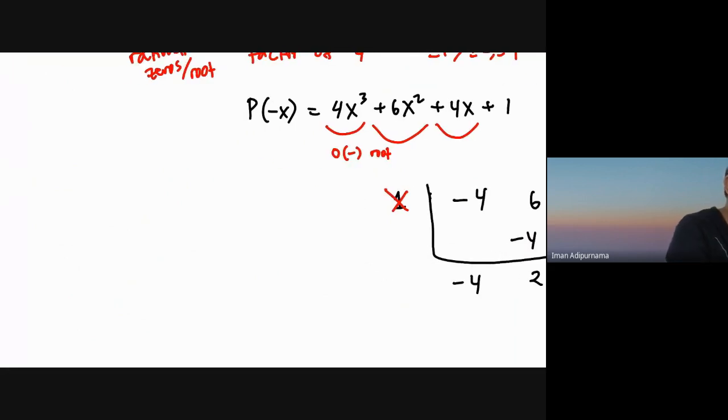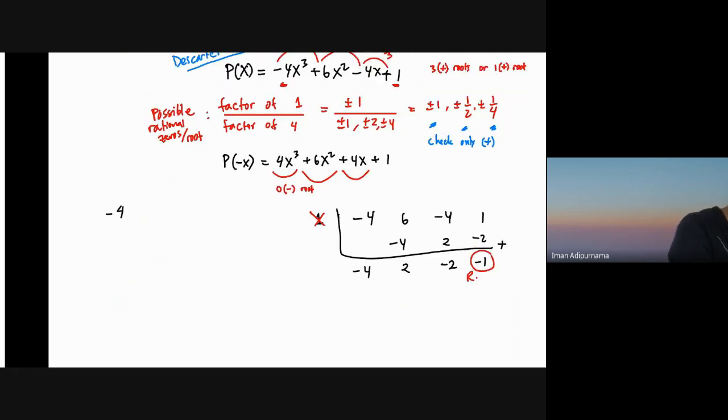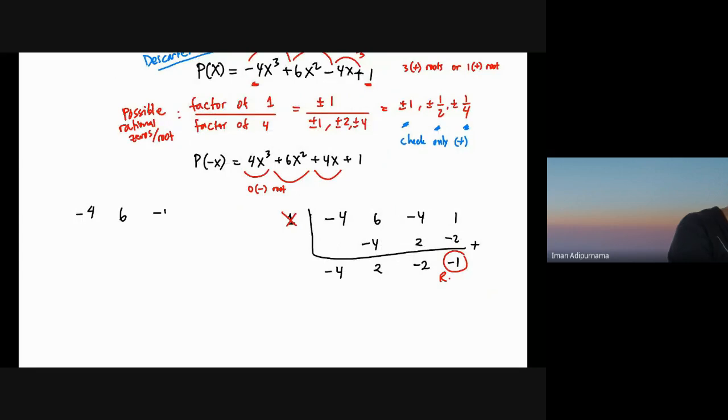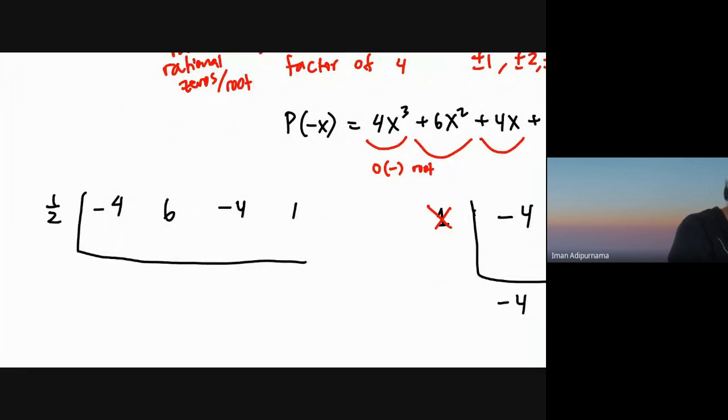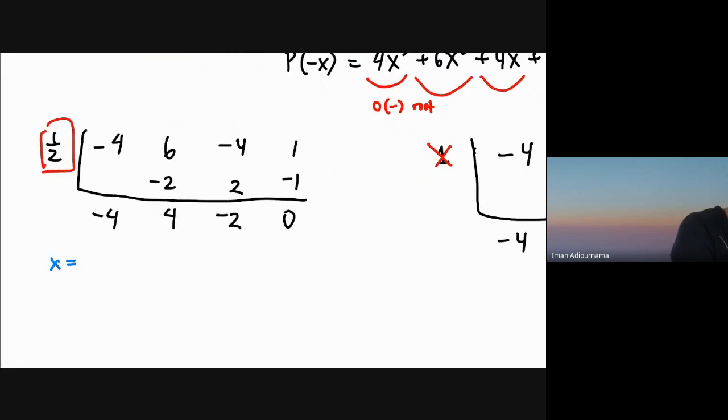Okay, we try another one. -4, 6, -4, and 1. So maybe try half. So this will be -4, it's -2, it's 4, it's 2, it's -2, right? -2, it's -1, so it's 0. So at least we get this half here will be our root. So x equal half is our solution.